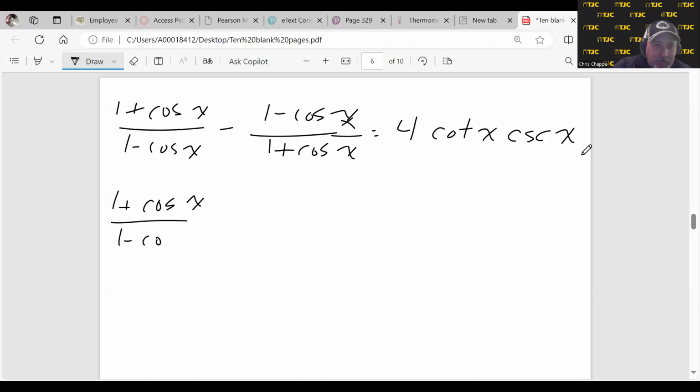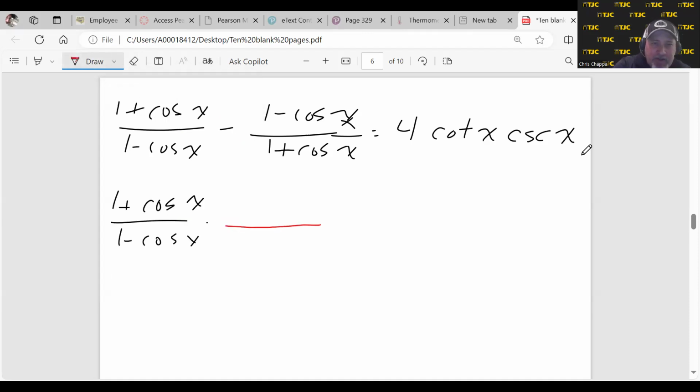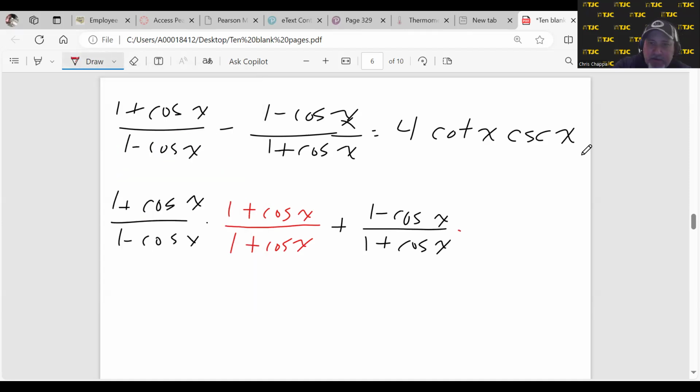Here's the first fraction. And remember, to get the common denominator, all we have to do is multiply both sides of the fraction by the denominator of the other fraction. So we're going to multiply the first fraction by (1 plus cosine x) over (1 plus cosine x). And for the second fraction, let me get it written. We're going to multiply both sides of it by the denominator of the second fraction, which was 1 minus cosine x.